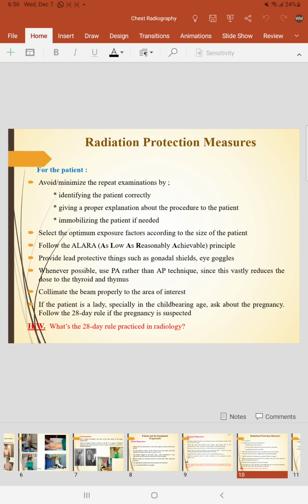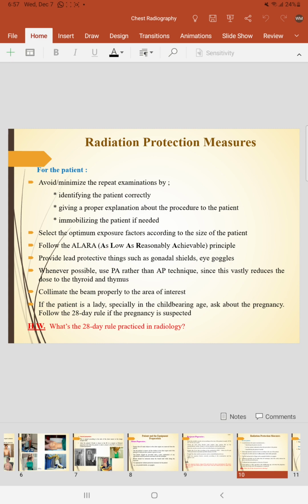Whenever possible, use PA rather than AP technique since this vastly reduces the dose to the thyroid and thymus. In the skull radiograph also, we use PA position to reduce the eye dose. In chest radiography also, we use PA position to reduce the radiation dose to the thyroid and thymus.